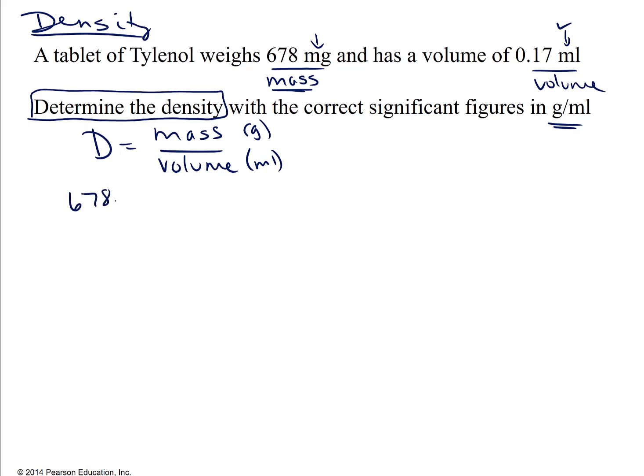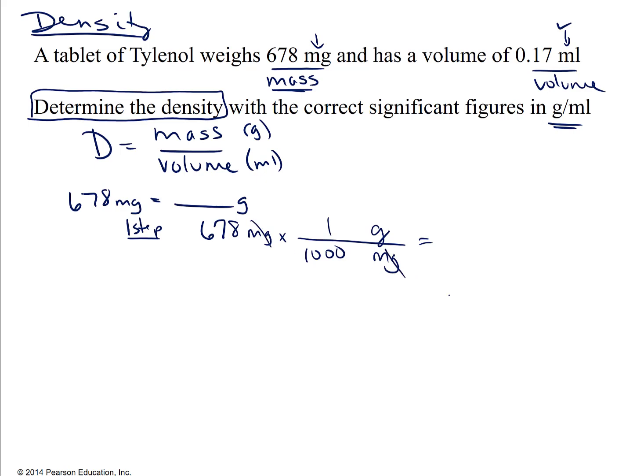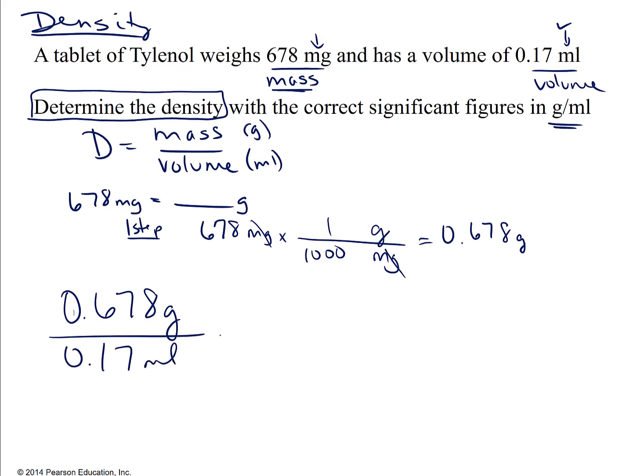So 678 milligrams, we need to convert it to grams. Since grams is a base unit, we can do this in one step. 678 milligrams times a line. Milligrams on the bottom, grams on the top. Milli means 1,000, grams gets the 1. Milligrams and milligrams will cancel, and that is going to change our number to 0.678 grams. So we can use that number, 0.678 grams divided by the volume, 0.17 milliliters.